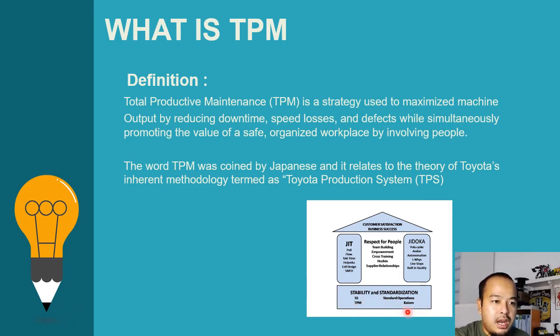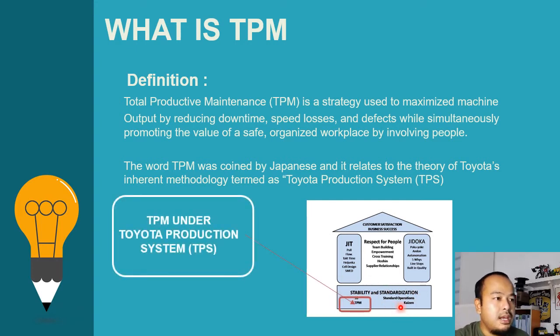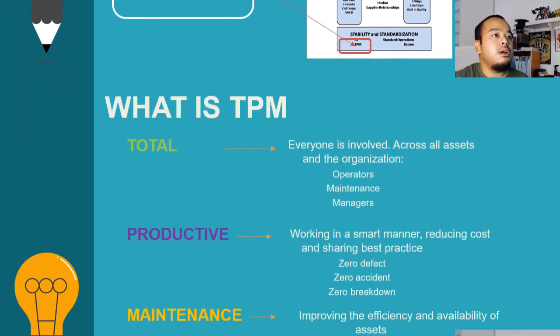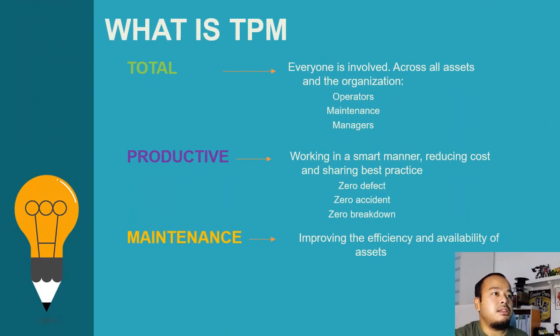Okay, so it's under TPS, Total Production System. It is under stability and standardization. So you can see here is TPM, where TPM is placed under TPS. Okay, so in definition, to make us understand better.